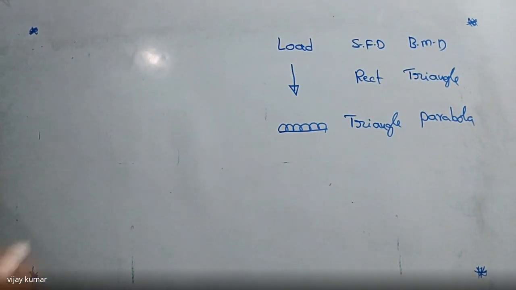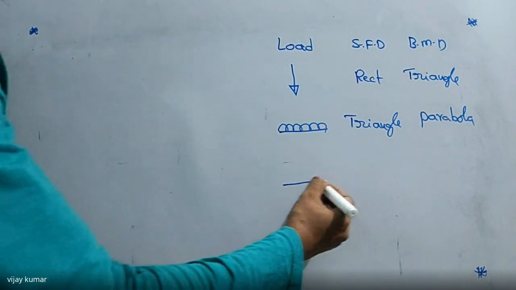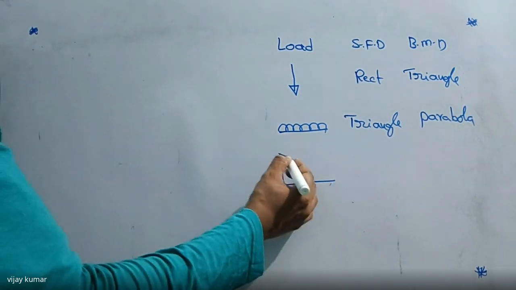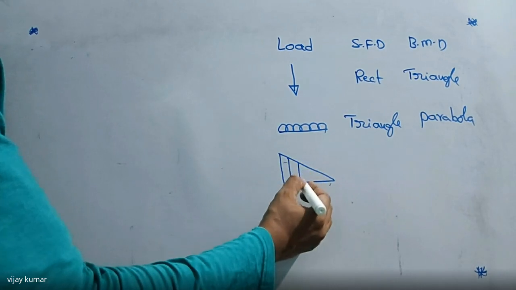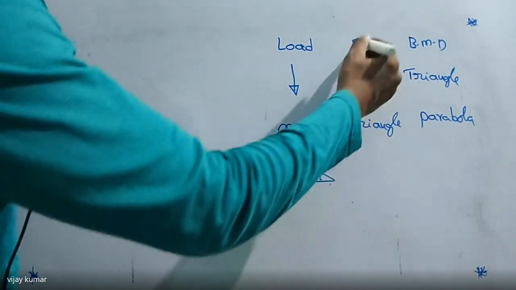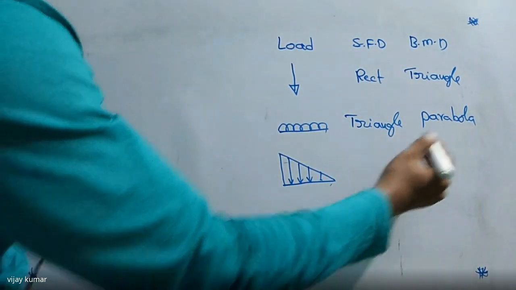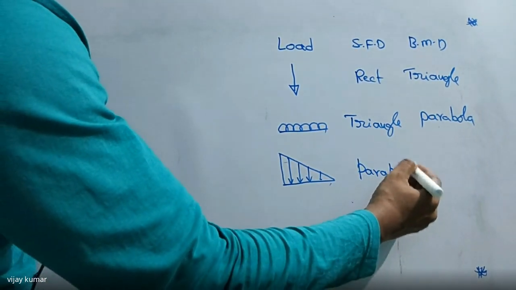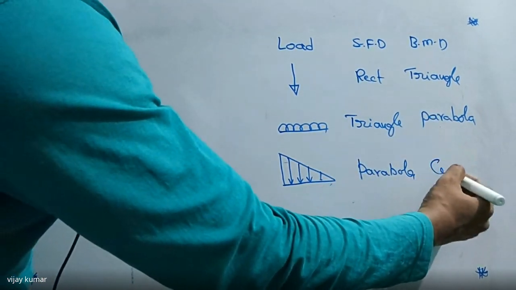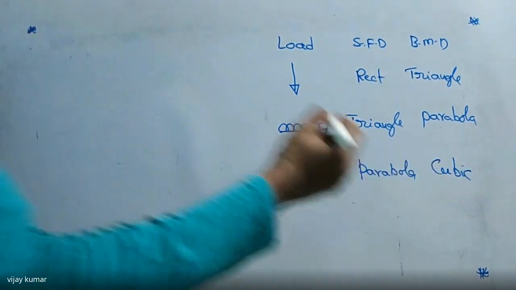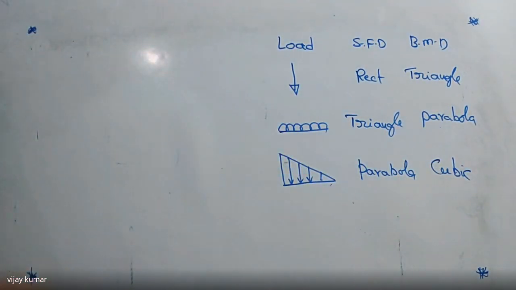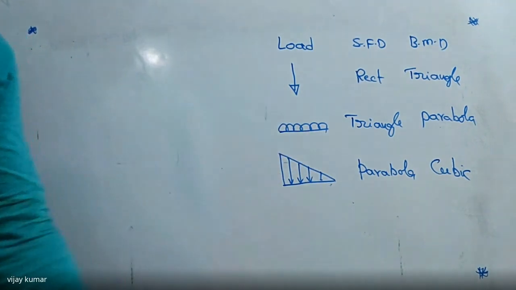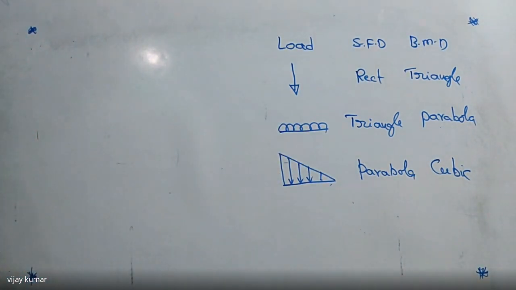So in case of uniformly varying load, the shear force diagram is nothing but a parabola, and the next one is nothing but a cubic profile, a cubic curve. So if you remember this table, we can draw the shear force and bending moment diagrams very easily.